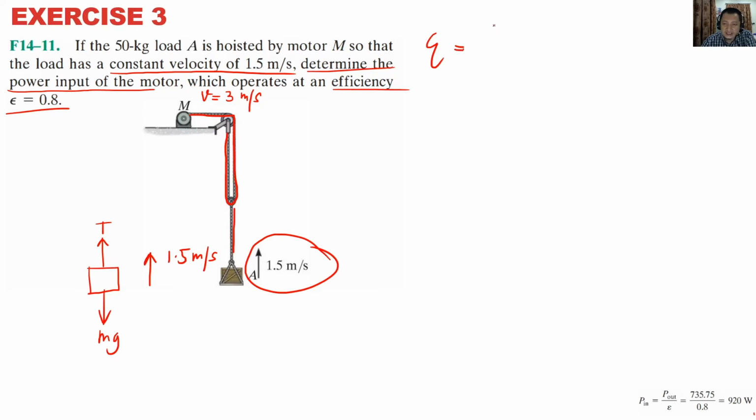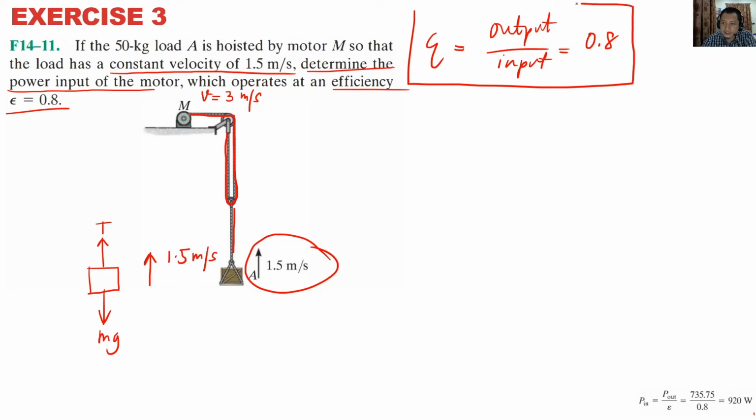Efficiency again, let's write it down. Output over input is equal to 0.8. This is the motor's efficiency. Determine the power input of the motor which operates at efficiency 0.8. Actually, the efficiency should be the efficiency of the overall system, because you've got lots of losses on pulleys and such. Okay, what's our question just now? Determine the power input of the motor.